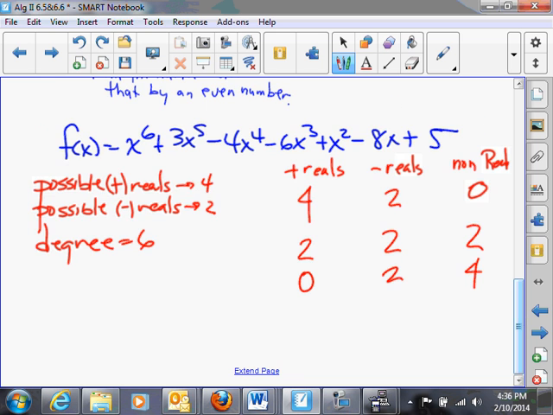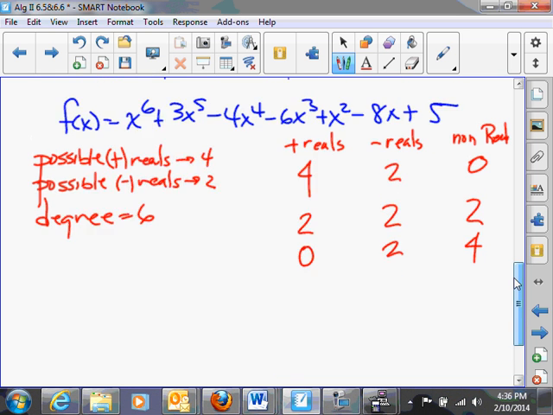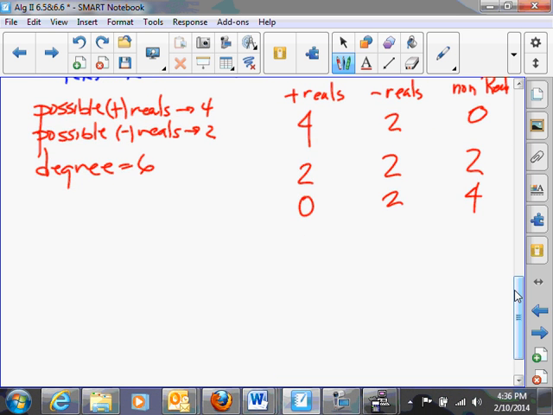Now, we also might have 4 positive real zeros, but no negative real zeros for 2 non-real zeros. We might have 2 positive real zeros, no negative real zeros for 4 non-real zeros, or we might not have any positive real zeros, we might not have any negative real zeros, which would give us 6 non-real complex zeros.